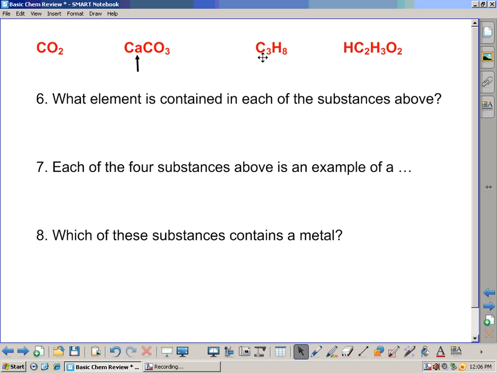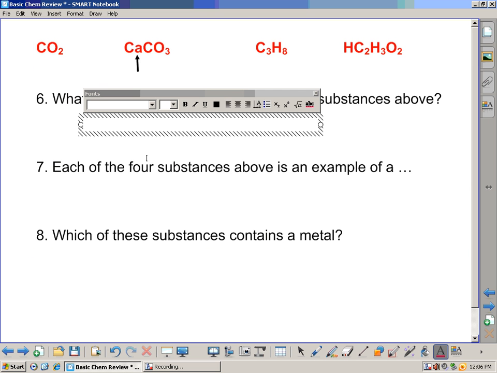Here we have a C again for carbon, an H for hydrogen, and finally we have an H for hydrogen, a C for carbon, an H for hydrogen again, and an O for oxygen. So if you look at all of those, the element that's contained in all of them is going to be carbon.